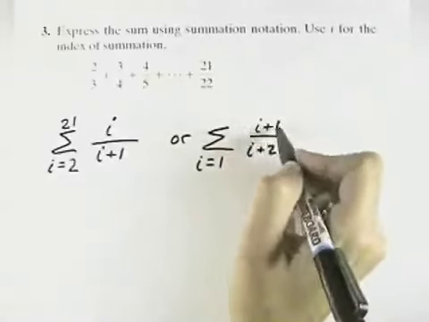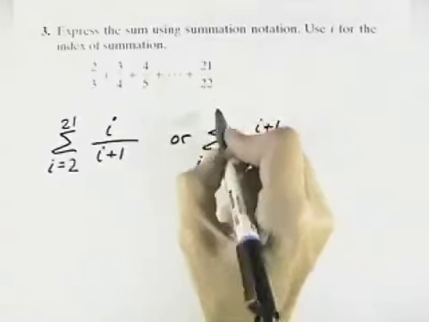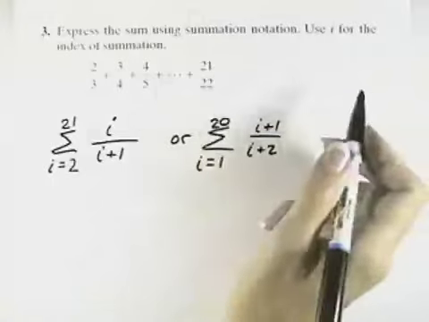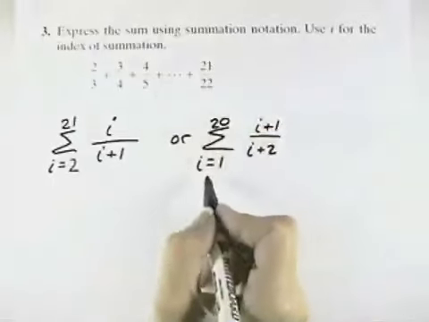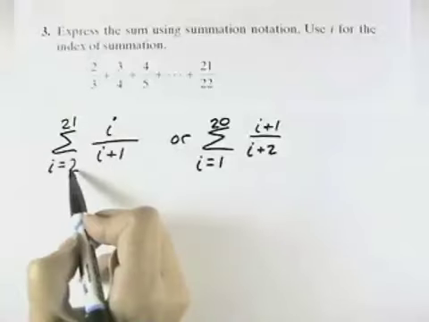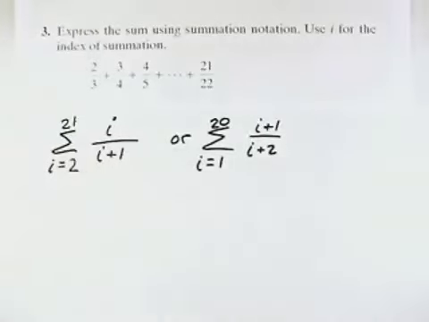And so if the numerator is I plus 1 and I'm going to 21, then that means I ends at 20, to give me 20 plus 1 of 21 as my last numerator. So if I wanted to start with 1, this would be the summation notation. If I just started with any number, such as 2 in this case, then this would be my summation notation.